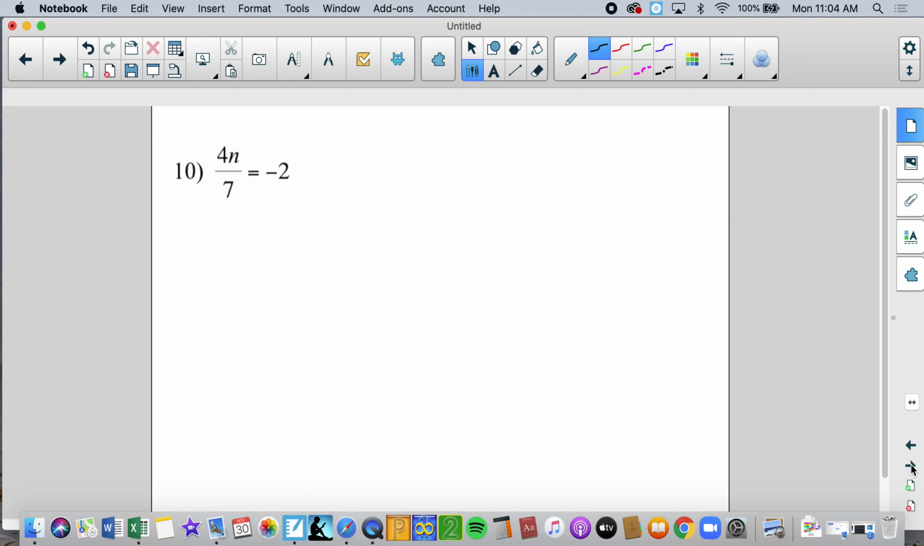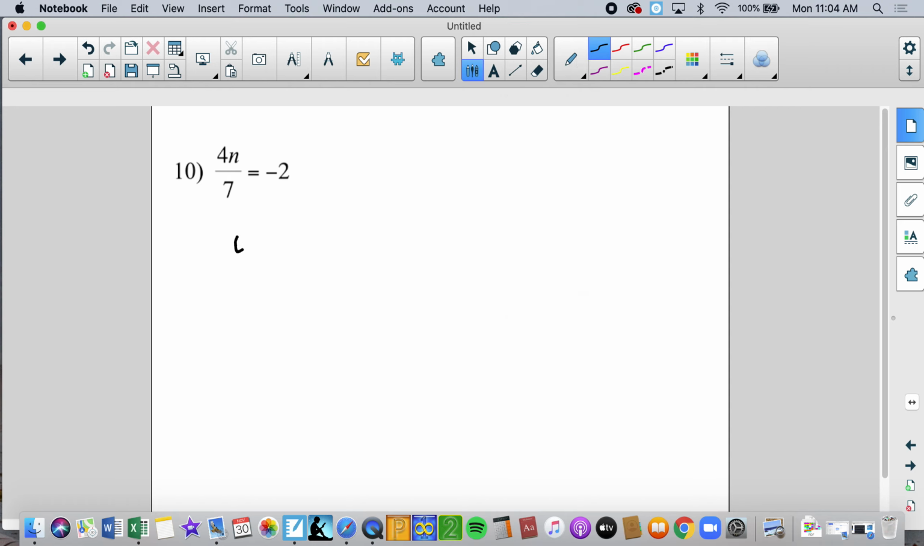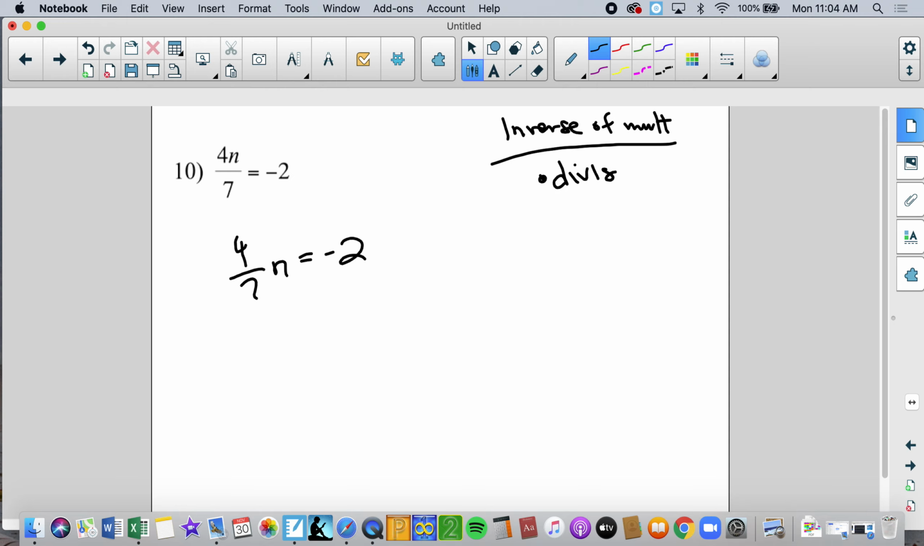Here, I'm going to do this. I'm going to get rid of this. No, let's do this. So we have 4/7 n equals -2. So the inverse of multiplication. Inverse of multiplication is division. That's the easy one, and we know that. But the inverse of multiplication is also multiplying by the reciprocal. And we're going to use that quite a bit in these lessons.